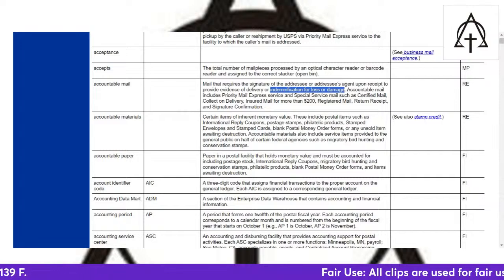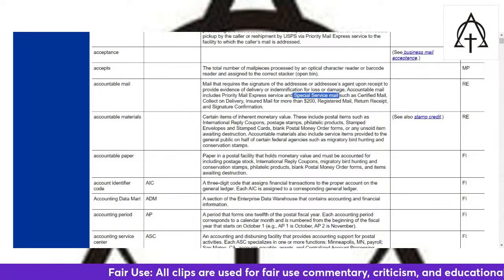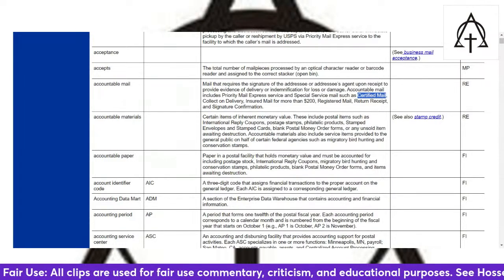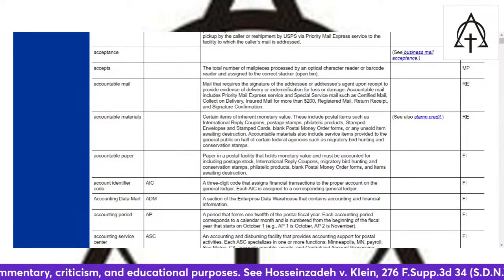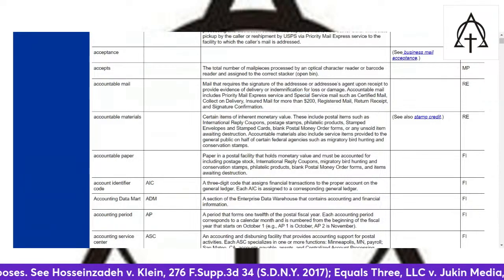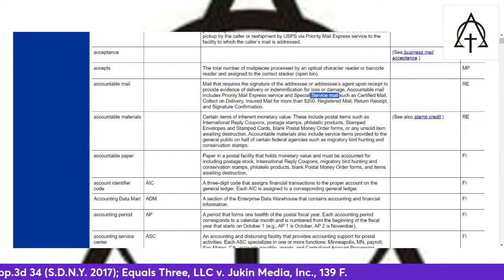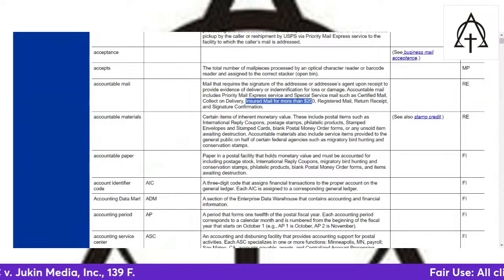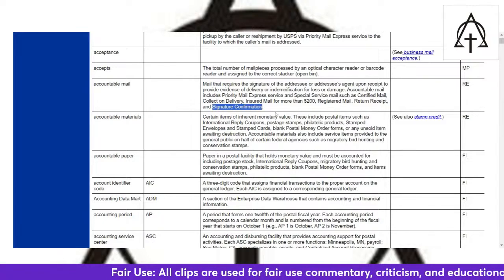Accountable mail includes priority mail express service and special service mail, such as certified mail. Notice it says special service mail. Remember what special really means. It means specific species, as in private, specifically one individual. As certified mail, collect on delivery, insured mail for more than $200, registered mail, return receipt, and signature confirmation.